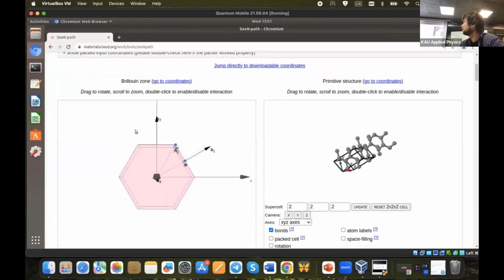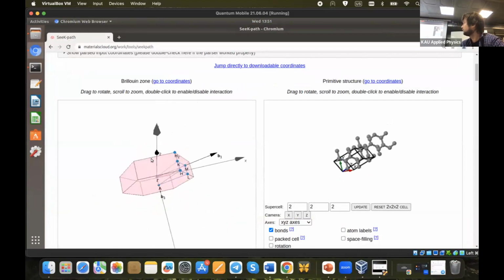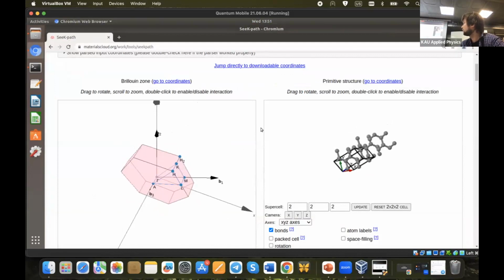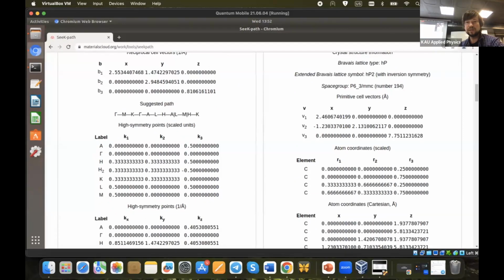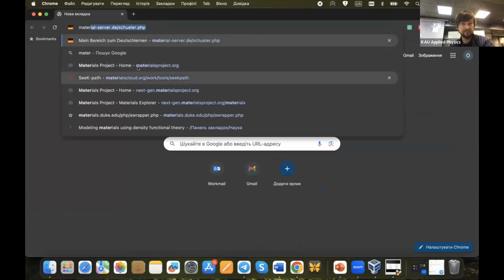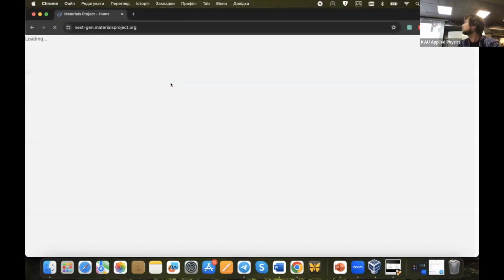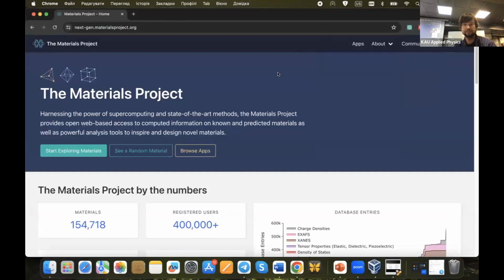Then I see the Brillouin zone. We will need the Brillouin zone slightly later. We'll use all these letters. Here we see the space group number 194. And if you check Materials Project, you will see that it's the same. It's exactly the space group of graphite.